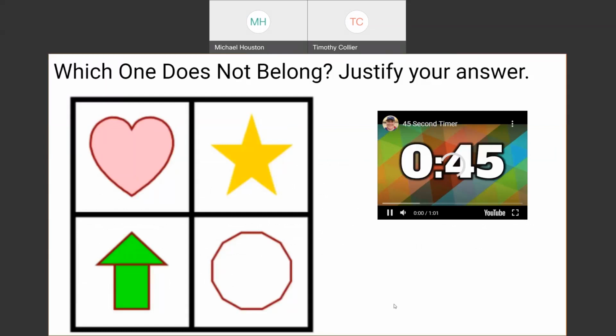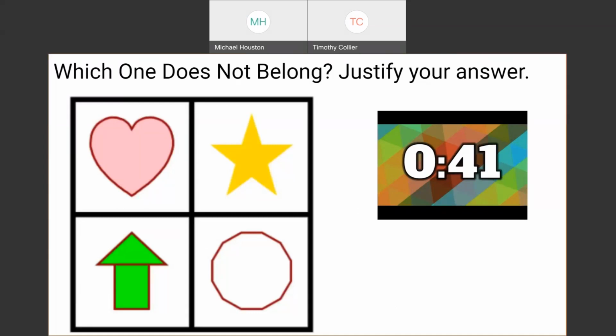Which one does not belong? Justify your answer. Well, I think I know which one I would pick, Tracy. Well, I have mine picked out too. I don't know, though. Maybe I changed my mind. I see something else I didn't see when I first looked. Well, can you justify your answer? Well, I think I can.